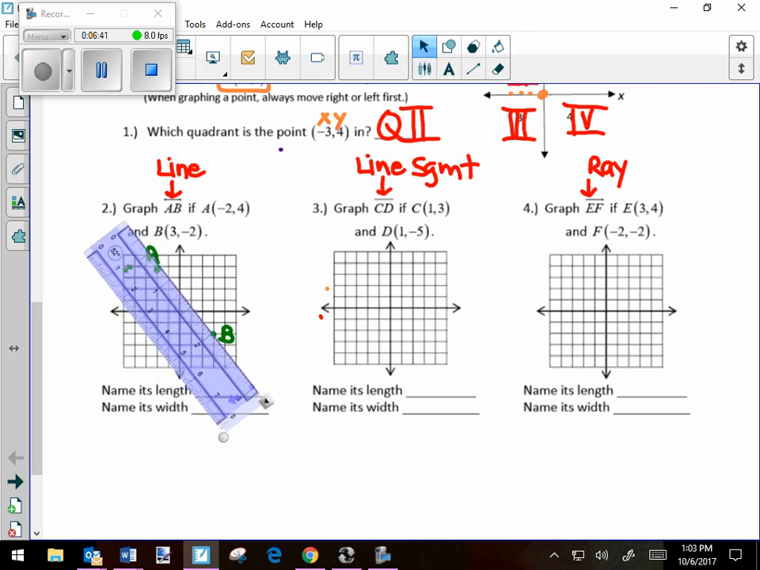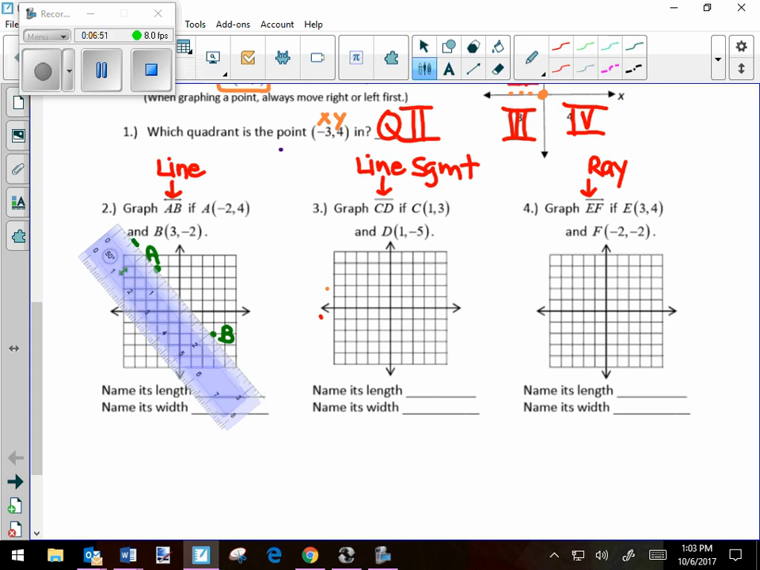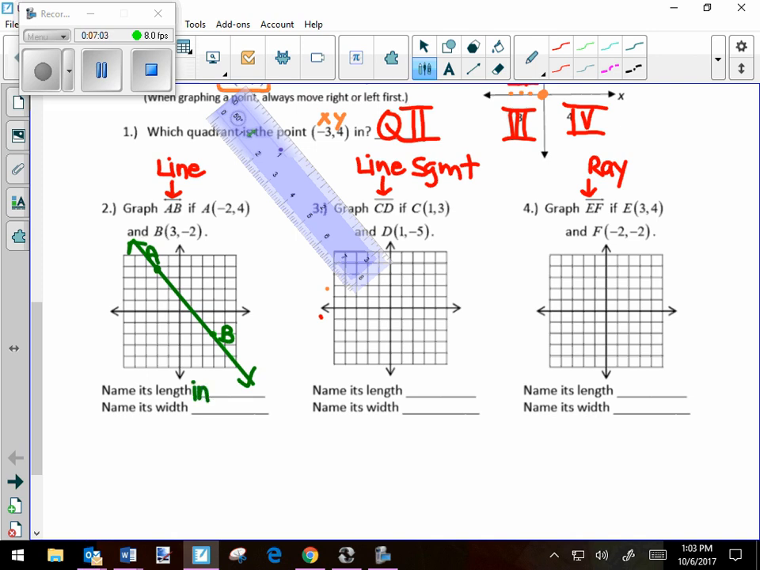I'm going to line my ruler up, make sure that it passes through A and through B. Go back, draw the straight line. It is a line, so there are arrows on the end. When they say name its length, it is infinite. It goes forever. When they say name its width, there isn't one. There is no width to that line. It is made up of points that have no width, therefore the line itself has no width.